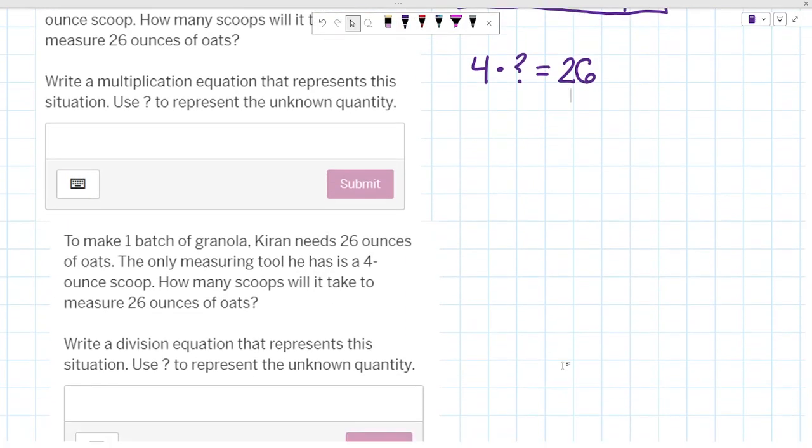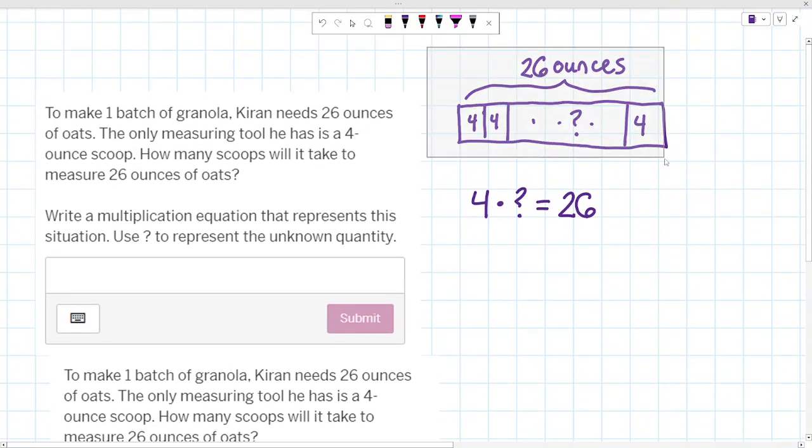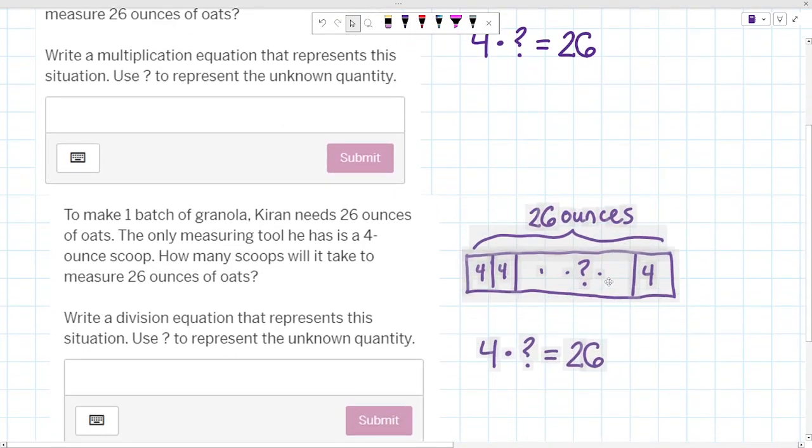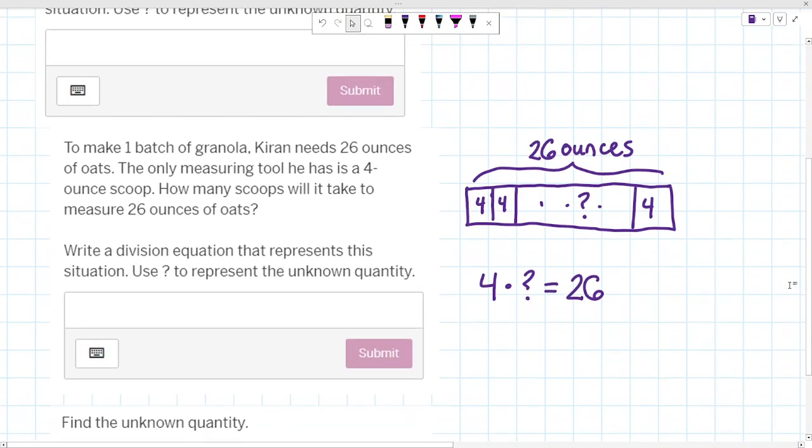For the next part, we need to write a division equation. So let me scoot my work down so we can use this to think about the next part also, and you can keep it on your whiteboard or paper. So for the division equation, we're wondering, if we have 26 ounces and we put that into groups of 4 ounces, how many groups would we have? This would be the how many groups interpretation of division that we've talked about so far.